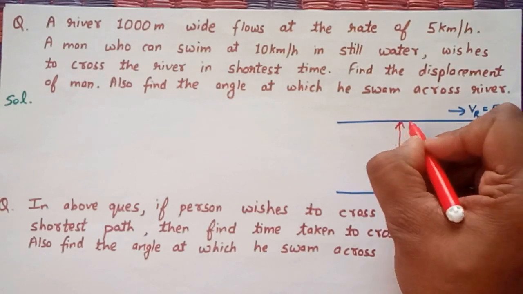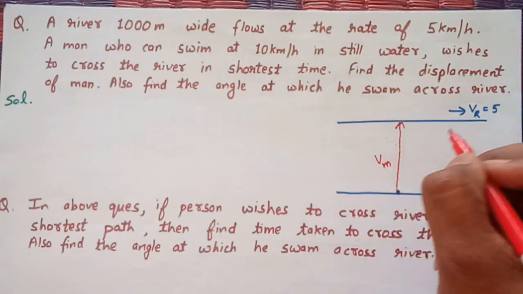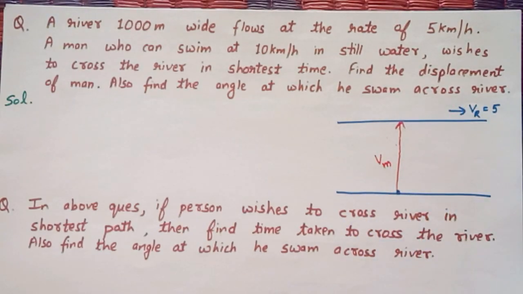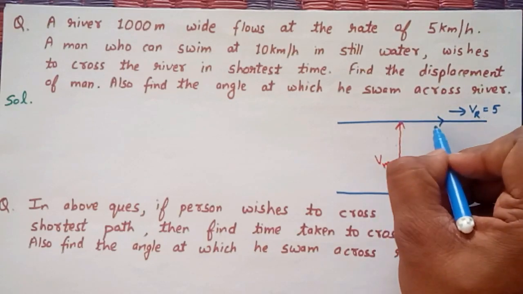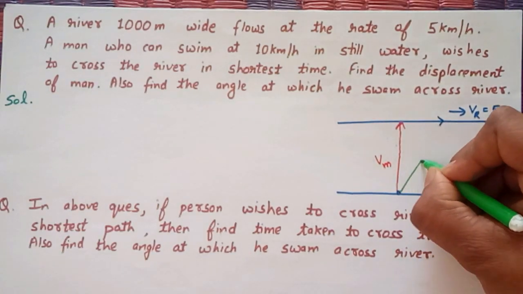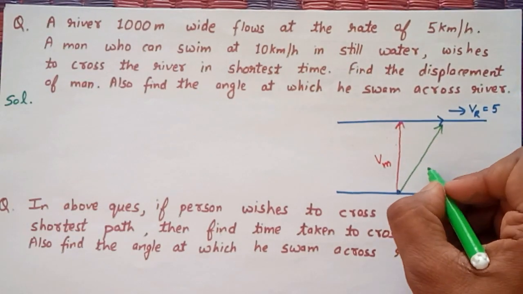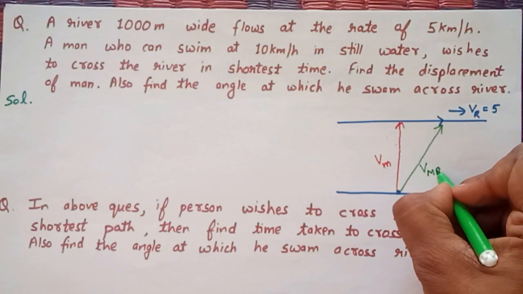This one will be the shortest time. The man will try to go in this direction, but water is going in this direction. This is the flow of water towards the right side. So due to the flow of water, the man will ultimately move in this direction. So this will be the velocity of man with respect to river.